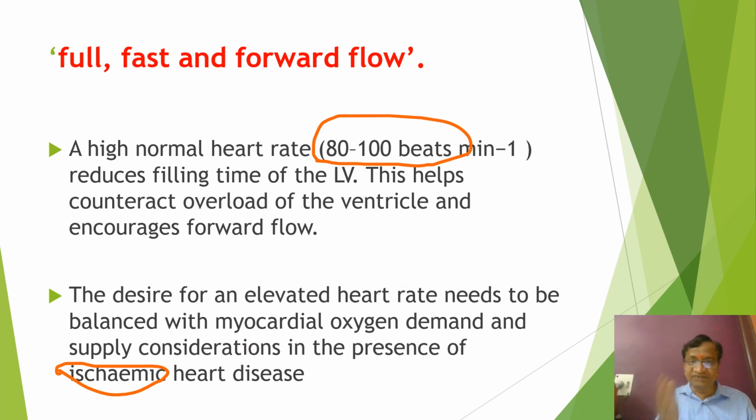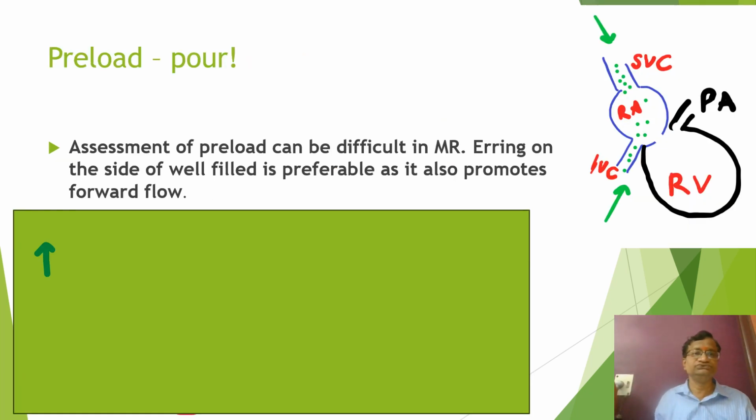But if the MR is associated with ischemic heart disease, we should be careful. We should be titrating the rate between 90 and 85 or something like that. We should also take care of the ischemic heart disease with relation to tachycardia, though MR does better with tachycardia. Now preload, we can pour a little, and it goes to the IVC, SVC, so it is preferable to err on the higher side.